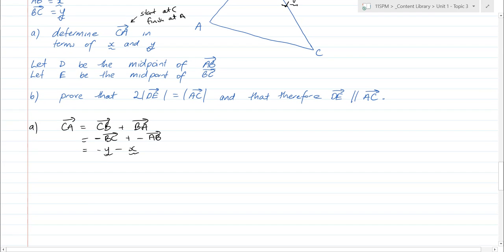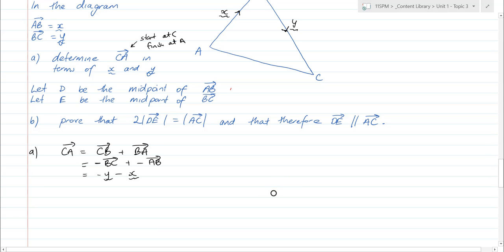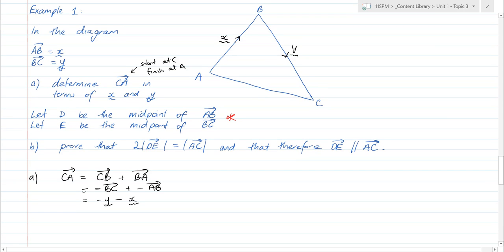Now it states, I'll do this bit in red so we've got it clear there: let D be the midpoint of AB, so we'll just say D is about here, and E be the midpoint of BC. So E is there. Prove that 2DE, so here's DE, is equal to AC. So I want to prove that the length of DE is basically half of AC, and therefore that DE is parallel to AC. So that's the proof that I want to make.